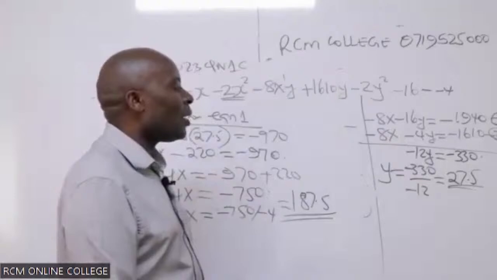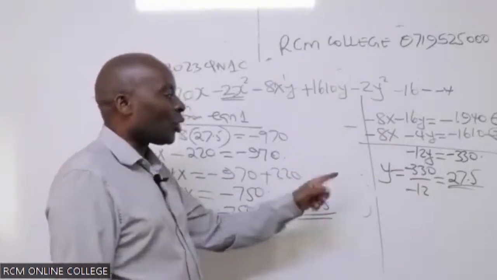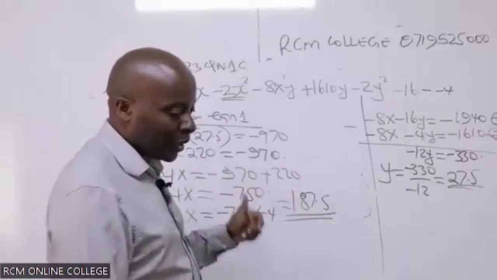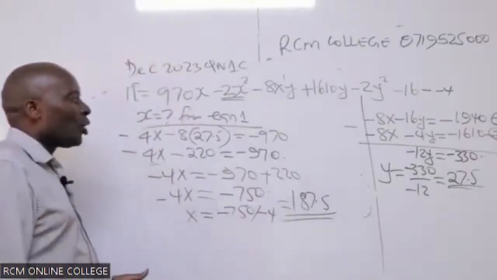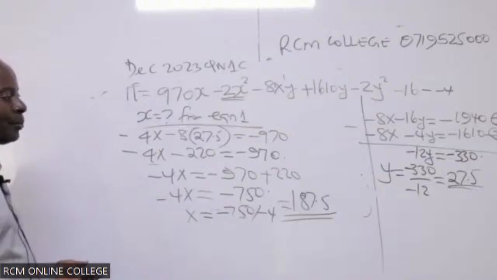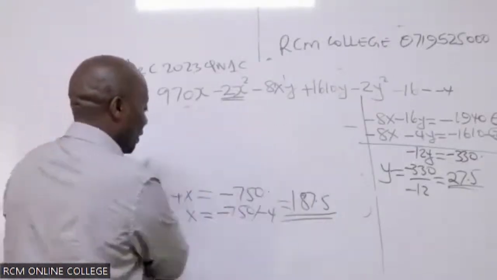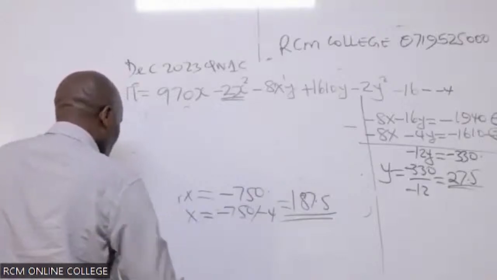So if these guys want to maximize their profits, then x should be this number and y should be that number. And then they went ahead to ask us in Roman 2 to give them the total profit to be realized. So they want us to give them the total or the maximum profit.